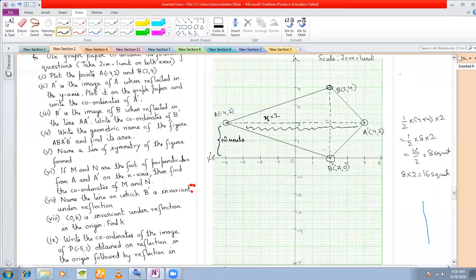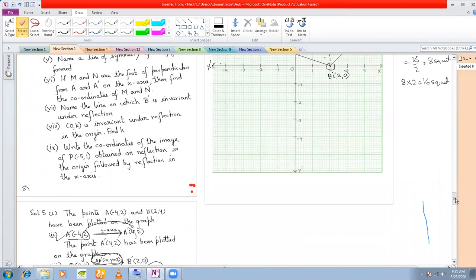As I told you, any line that is parallel to the x-axis has the form y is equal to b, and this b is the distance of the line from the x-axis. So y is equal to 2 is the equation of your line. You don't need to write it here; even if you simply write A A dash, it will suffice. But I am telling you this to prepare you for the next chapter that I'll be discussing later on. Okay, next one.